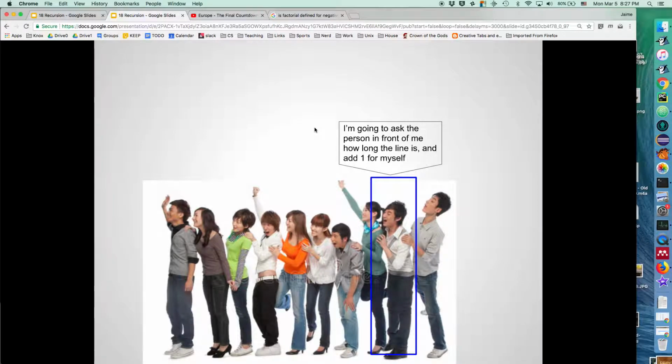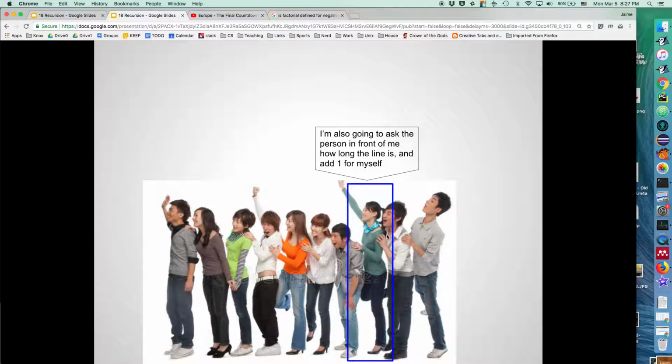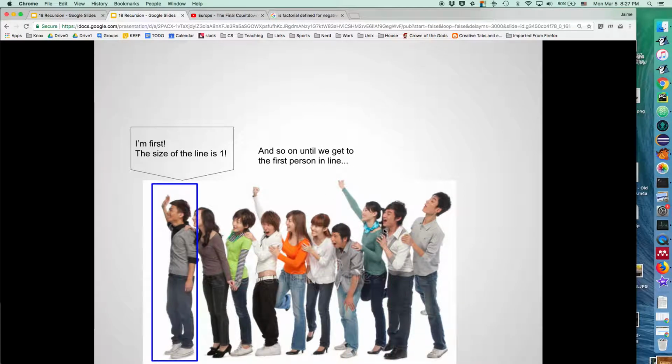Well, they don't know how long the line is either. So they're going to ask the person in front of them, how long is the line? They're going to add 1 for themselves. That's what they're going to tell this person. So this person doesn't know how long the line is. Ask the person in front of them, who also doesn't know, etc.